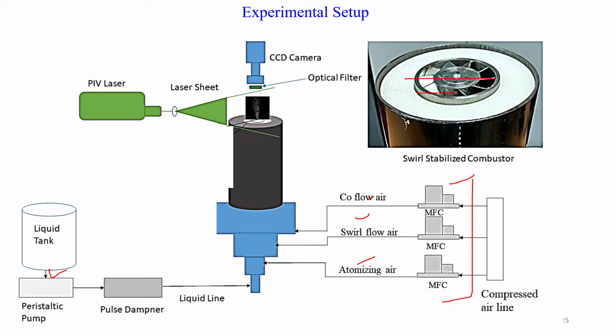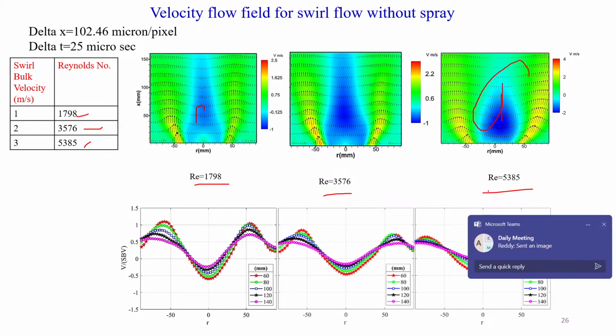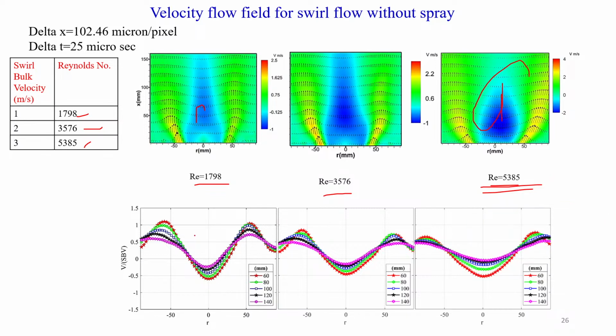This is the top view of the swirler placed burner, and this is the velocity field. Without any liquid flow, we use seeding particles to understand the aerodynamic characteristics of the swirlers. We performed three different swirl Reynolds numbers, as you can see here. As the Reynolds number increases, strong recirculation was observed. Here there is no strong recirculation, and we have very strong recirculation at higher Reynolds number, and these are the corresponding plots.